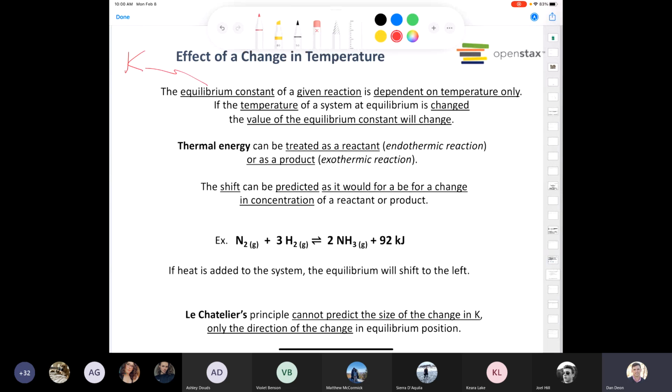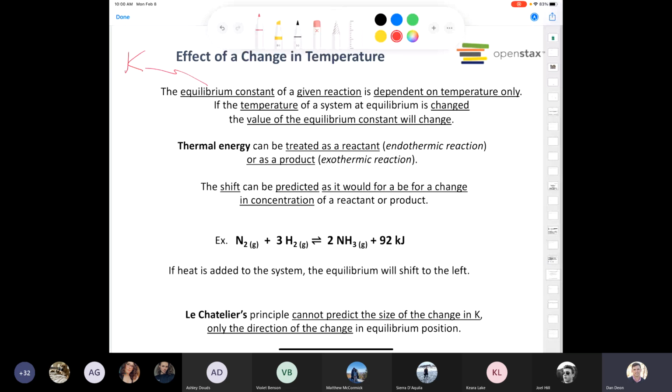That's it. Now, thermal energy. You guys remember endothermic and exothermic reactions? An exothermic reaction, I think that's more intuitive. You have exo, sounds like exit. So an exothermic reaction is one that releases heat. Heat is exiting. An endothermic reaction is one where heat is entering the reaction.